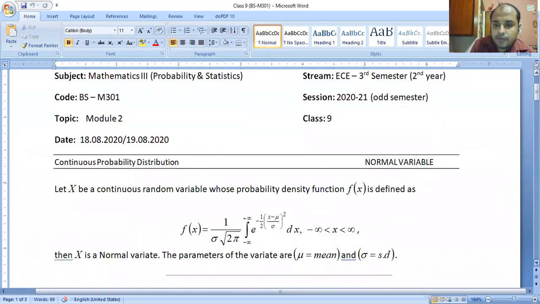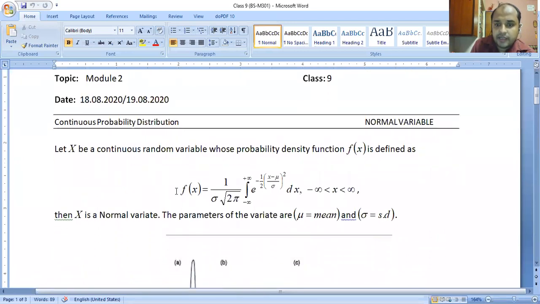Let me define the normal variable first of all. The normal variable is defined in this way. Let capital X be a continuous random variable whose probability density function f(x) is defined as this. This is my expression for the normal variable, the PDF, the probability density function of the normal variable. What is this expression? Let me read it for you.